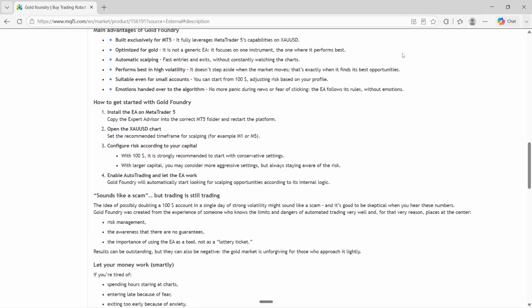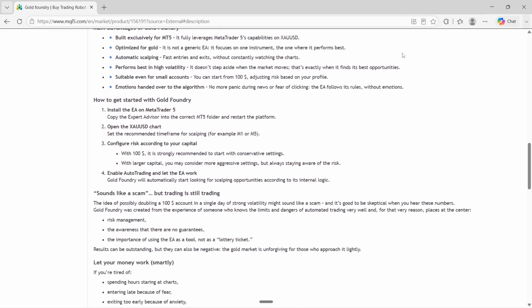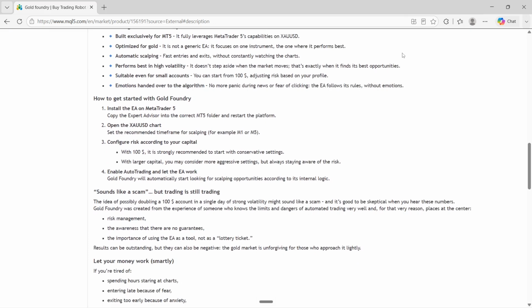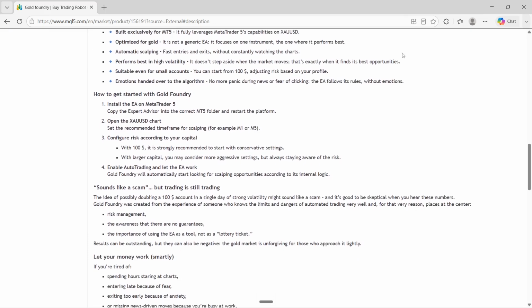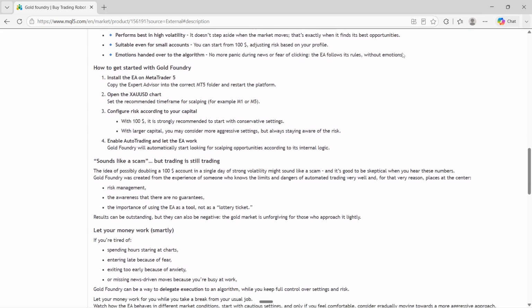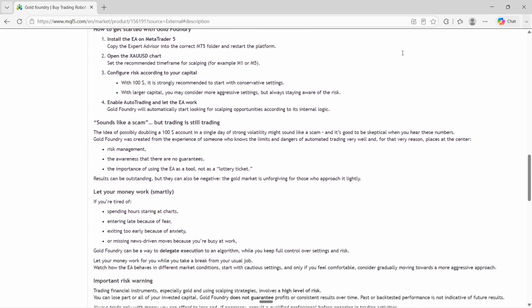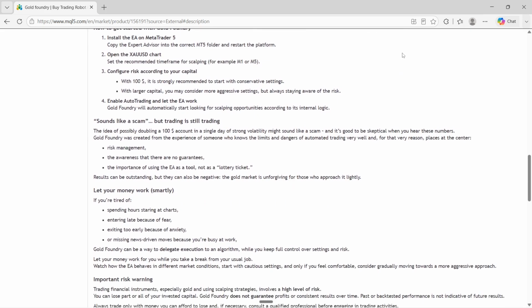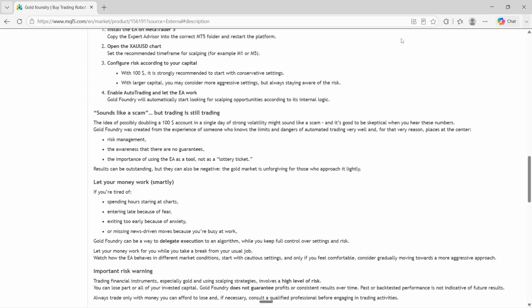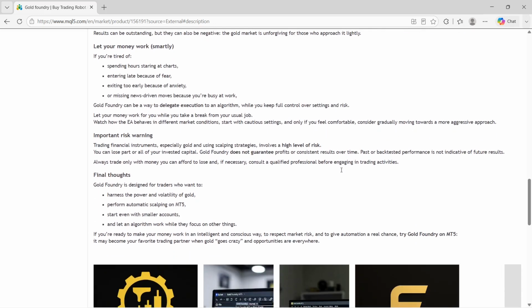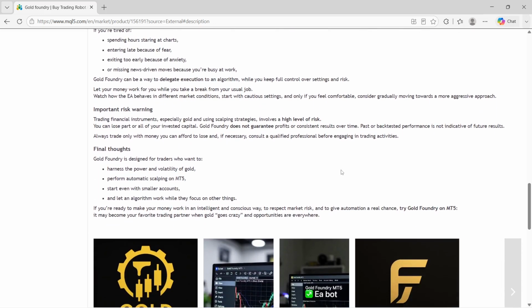Alright, so the key features include specialization for gold only, automatic scalping on lower time frames, preference for high volatility and news environments, suitability for small starting capitals from around $100 with conservative settings, and the ability to choose between more conservative or aggressive risk profiles. Installation is described as attaching the EA to an XAUUSD chart on M1 or M5, configuring risks according to capital, and then enabling auto trading.